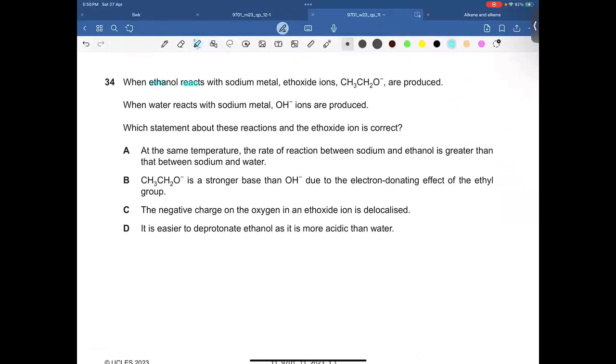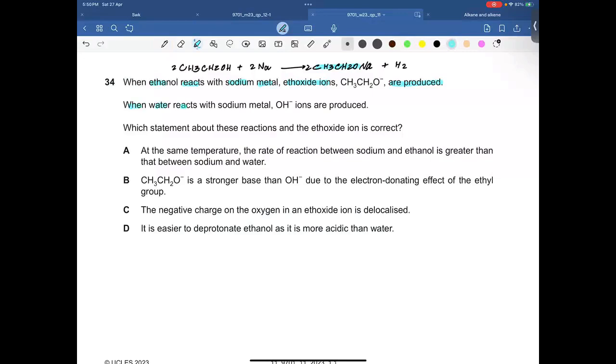When ethanol reacts with sodium metal, obviously sodium ethoxide and hydrogen gas are produced. We have discussed this reaction in alcohols. This is sodium ethoxide and hydrogen gas is produced. Obviously, we need to balance the equation like this. Ethoxide ions means these ions are produced.